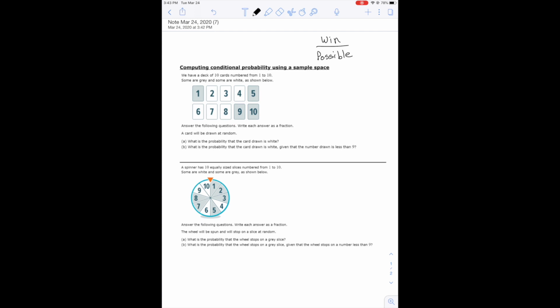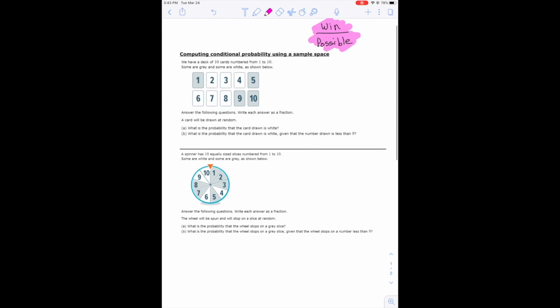For this next lesson, we are going to continue using win over possible as we go through these. But our objective for this one is to compute conditional probability using a sample space. When we talk about conditional probability, we are going to change up the way that we've been looking at some of these problems. And the best way to go about this is to just go through an example.